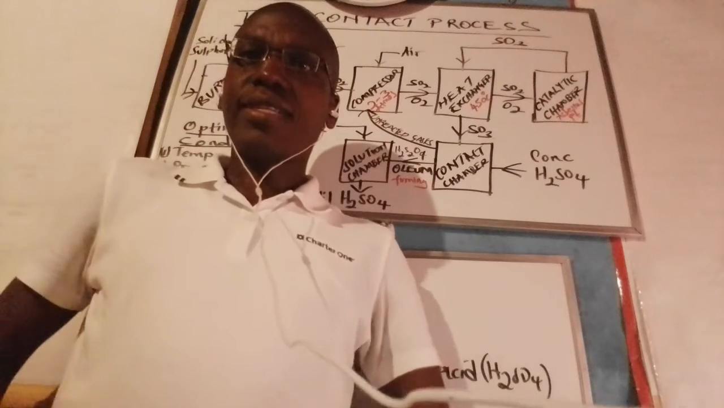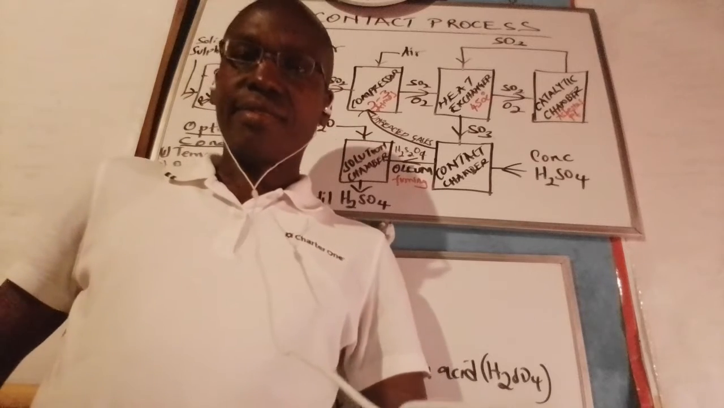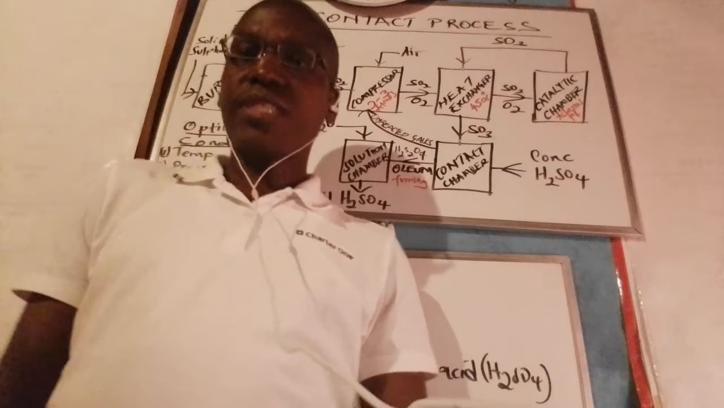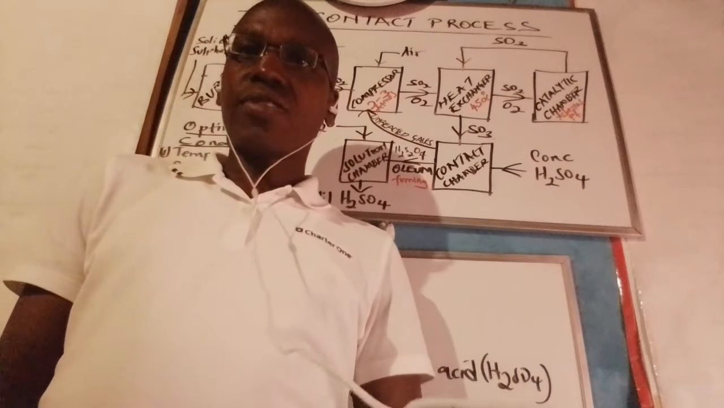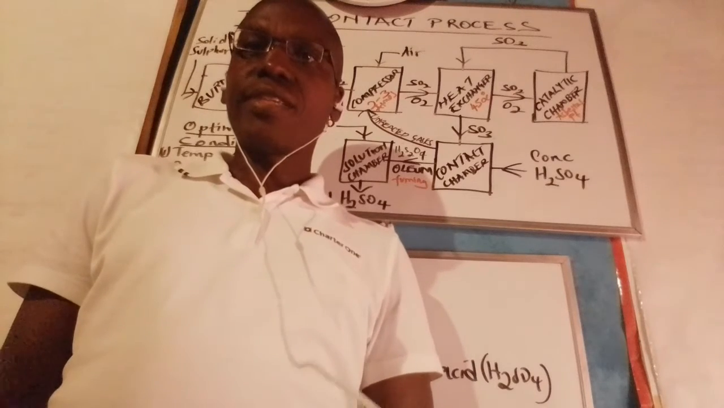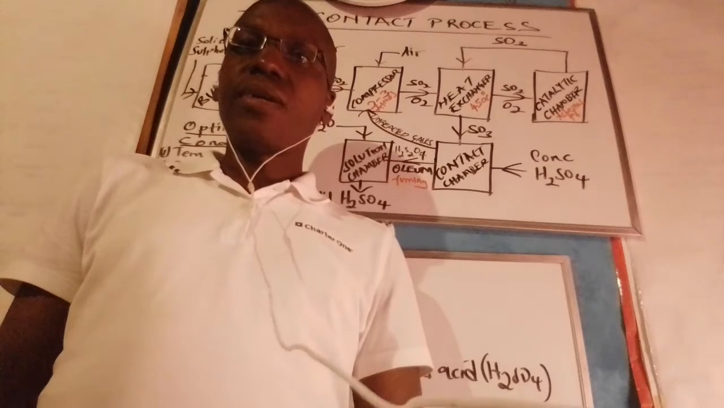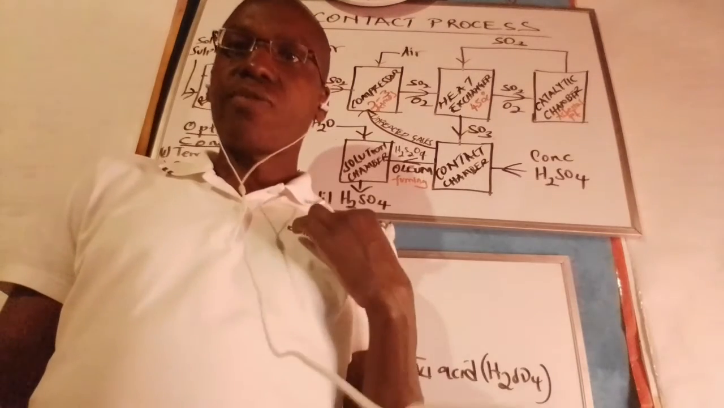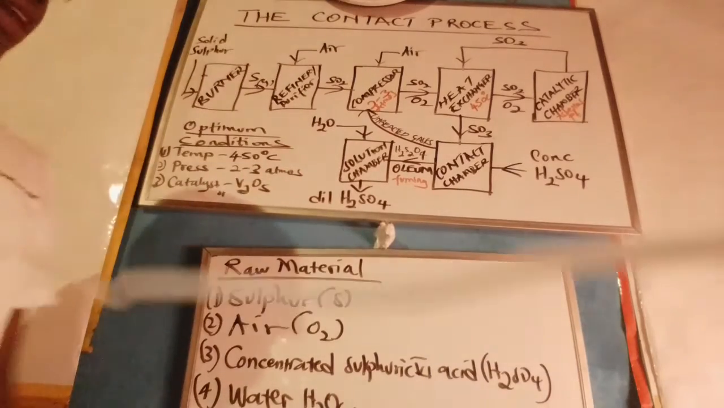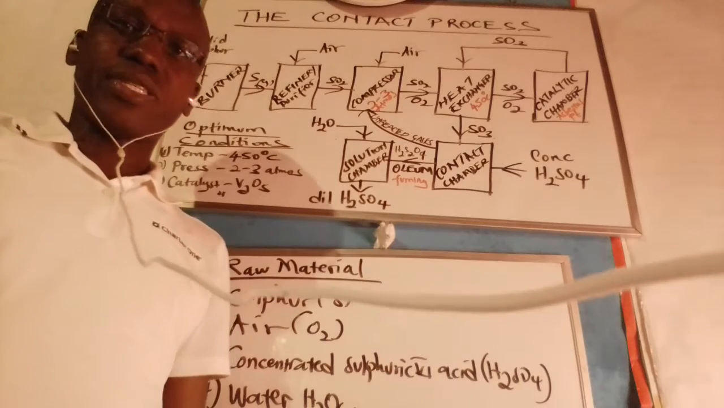Good morning. In this session, we evaluate the contact process, namely the large-scale manufacture of sulfuric acid. The term contact process is derived from the fact that during the large-scale manufacture of sulfuric acid, sulfur trioxide gas is not allowed to come into direct contact with water. Instead, it is first dissolved in concentrated sulfuric acid to form oleum, and then oleum is dissolved indirectly into water to form the required product, which is sulfuric acid. And that is the bone of contention as to why we refer to it as the contact process.